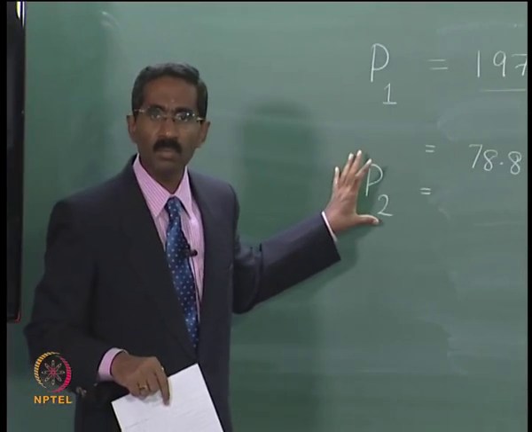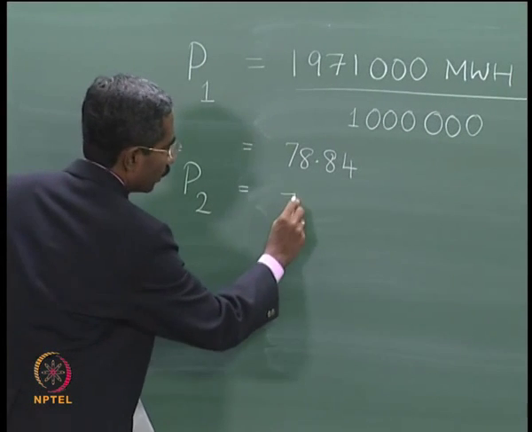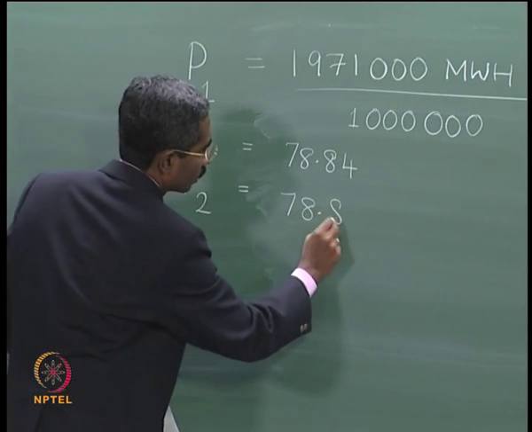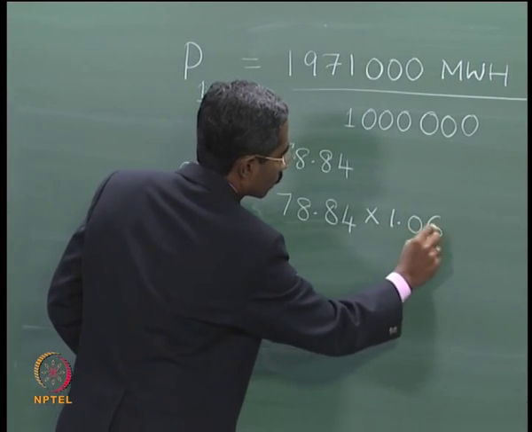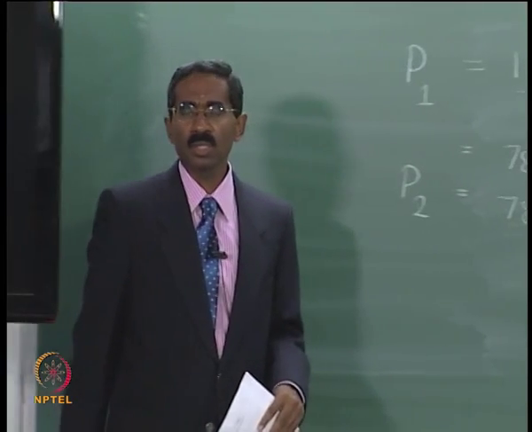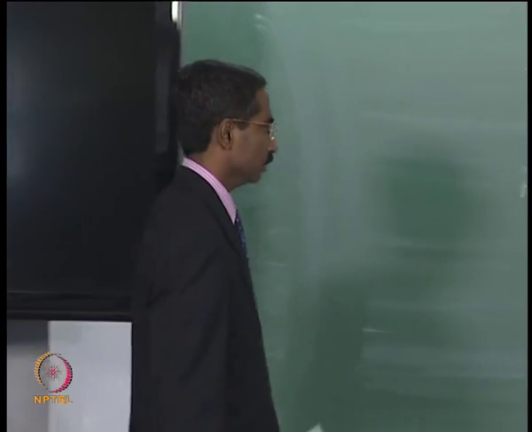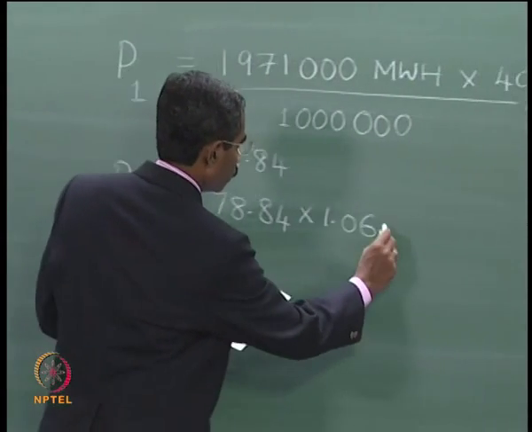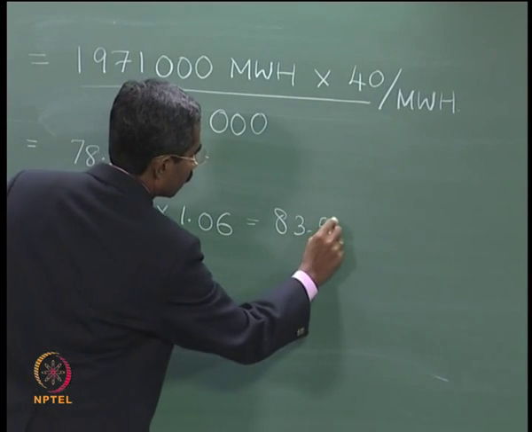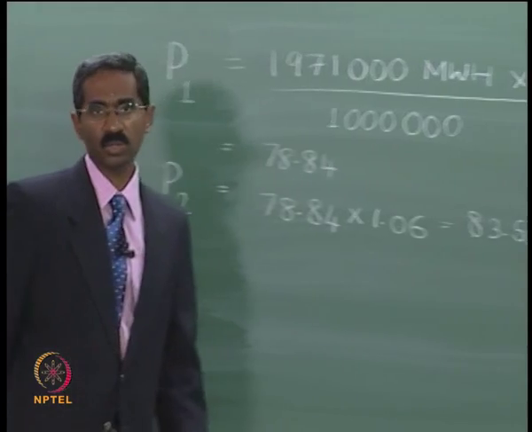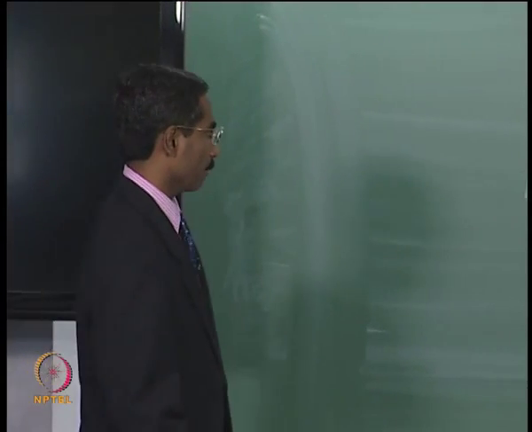the revenues from generation of power in the second year would be nothing but the revenues obtained from the first year multiplied by 1.06. This is to take into account the price escalation applicable for the second year. So this will give you a number of 83.57 million in your second year. So this is the total revenues from power generation in the second year.